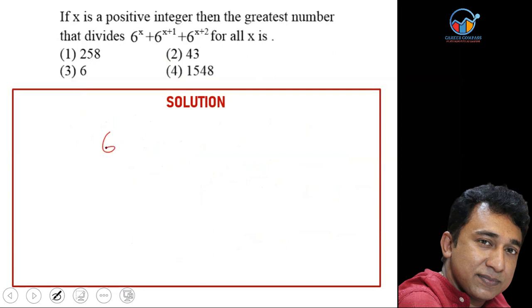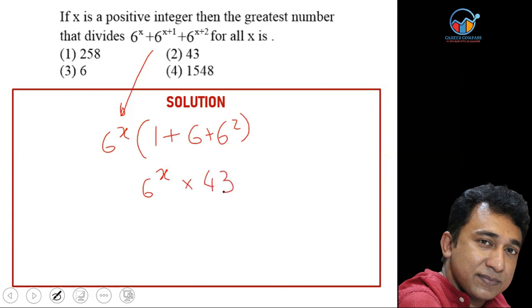Of course, you can take 6 to the power x common from this expression. So if I do that, I'll be left with 6 to the power x multiplied by 43. Now, they have said, look at the nature of x. They have said x is a positive integer. So the minimum value of x will be 1, which means the minimum factor of this expression will be 6 into 43. So it will always be divisible by 6 into 43, which is 258.